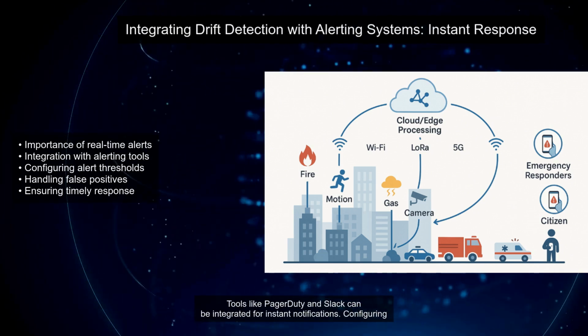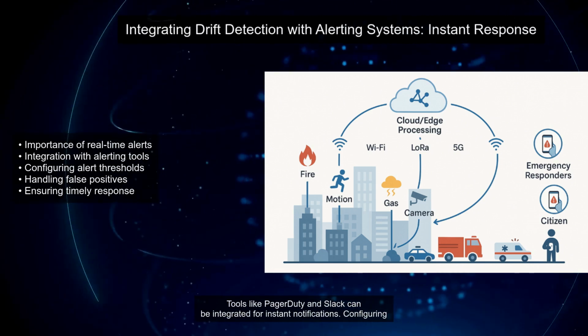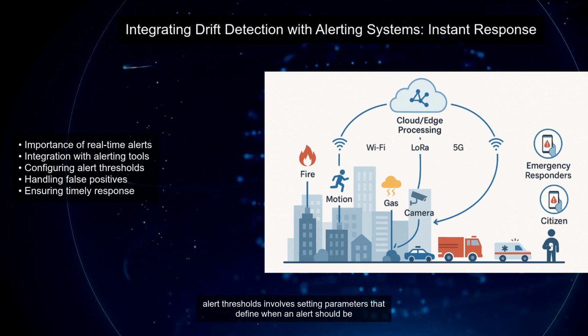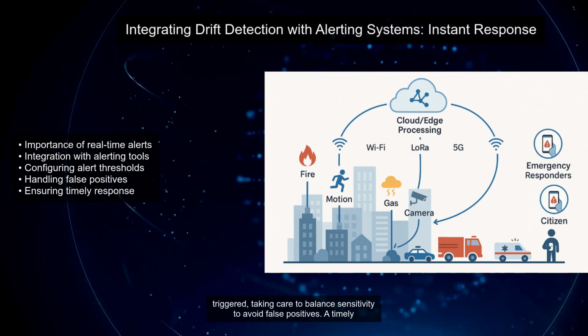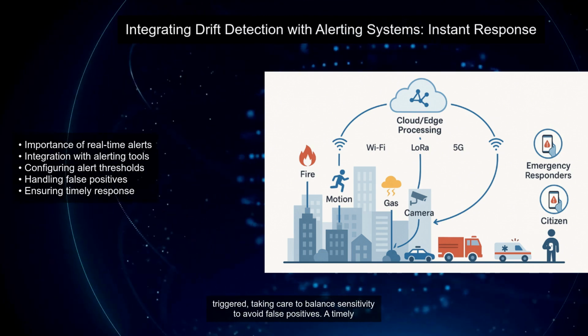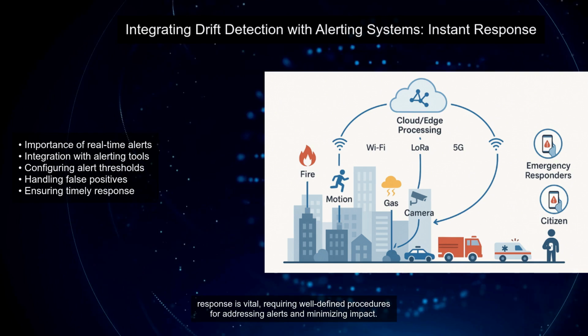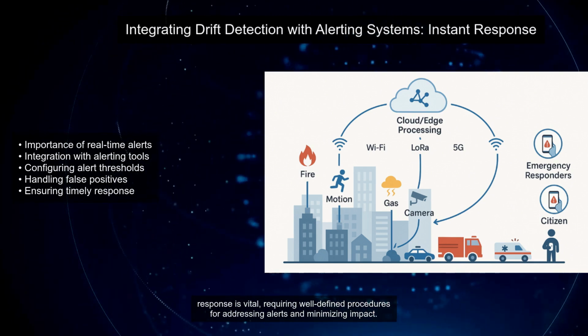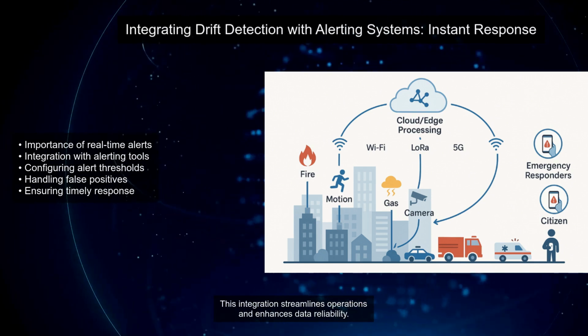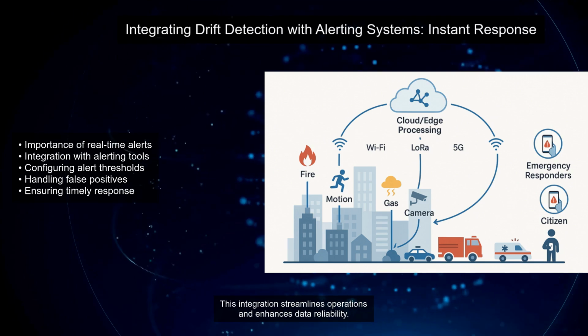Tools like PagerDuty and Slack can be integrated for instant notifications. Configuring alert thresholds involves setting parameters that define when an alert should be triggered, taking care to balance sensitivity to avoid false positives. A timely response is vital, requiring well-defined procedures for addressing alerts and minimizing impact. This integration streamlines operations and enhances data reliability.